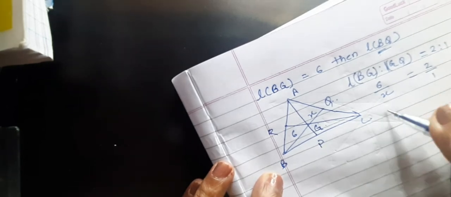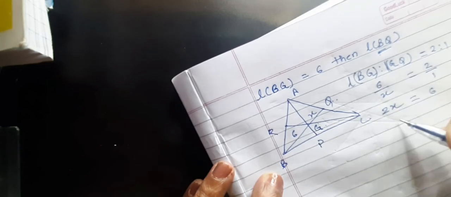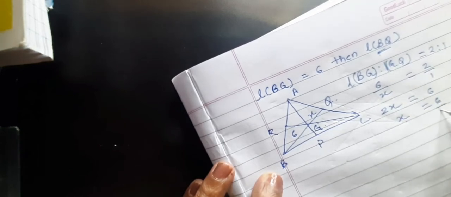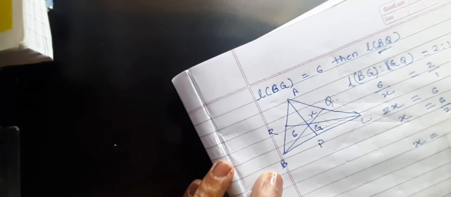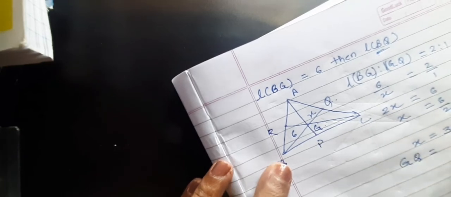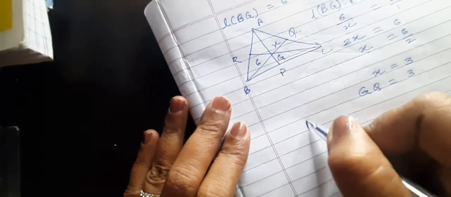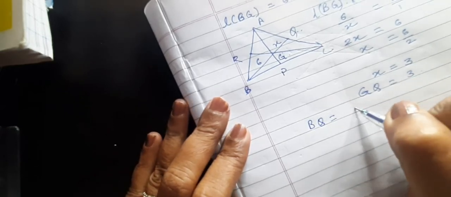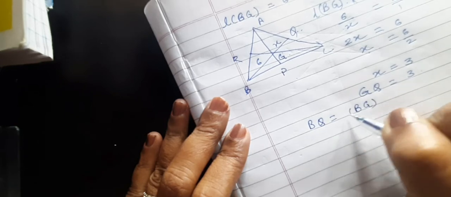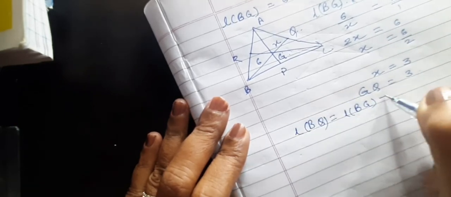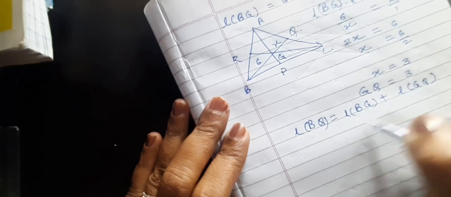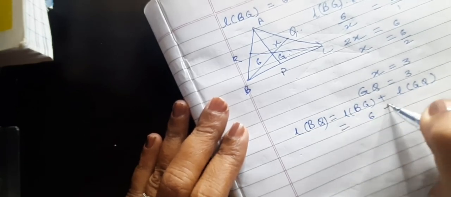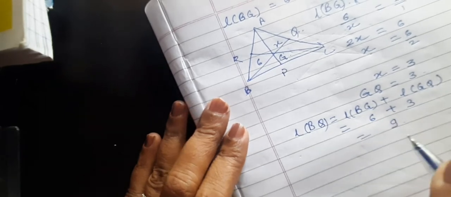Cross multiply. So 2x will be equal to 6. So what is X? X is equal to 6 by 2. Then value of X will be equal to 3. So GQ is equal to 3. Now we have to find out BQ. So BQ is equal to length of BG plus length of GQ. So that is equal to 6 plus 3 equal to 9.